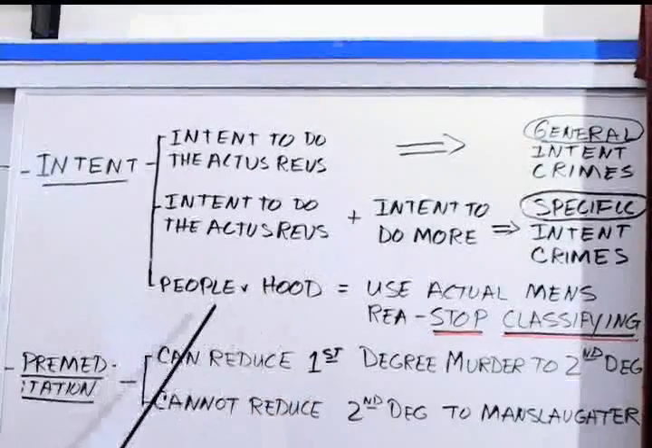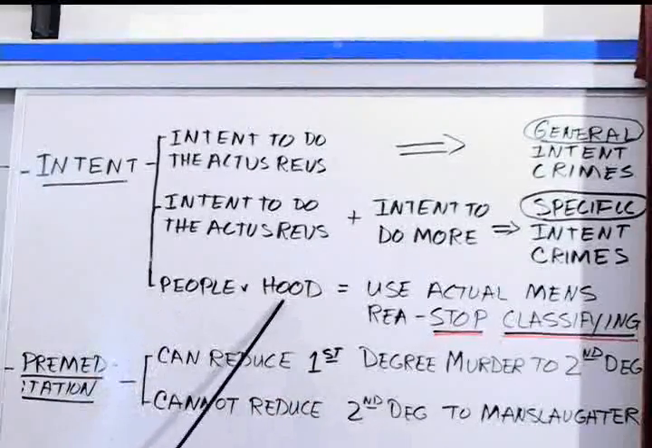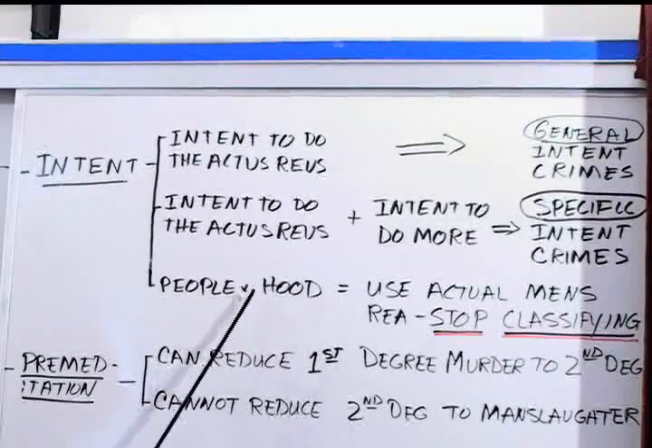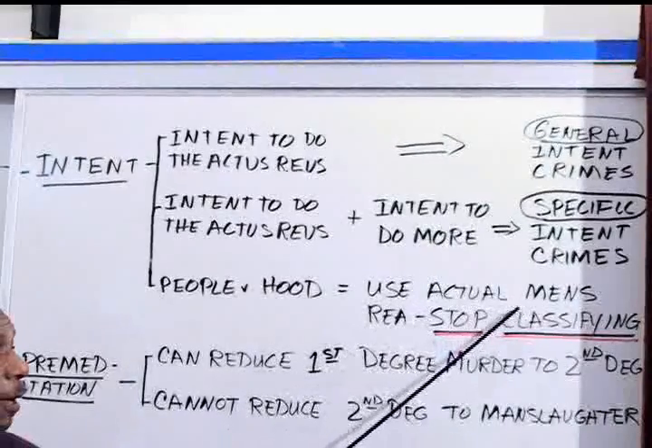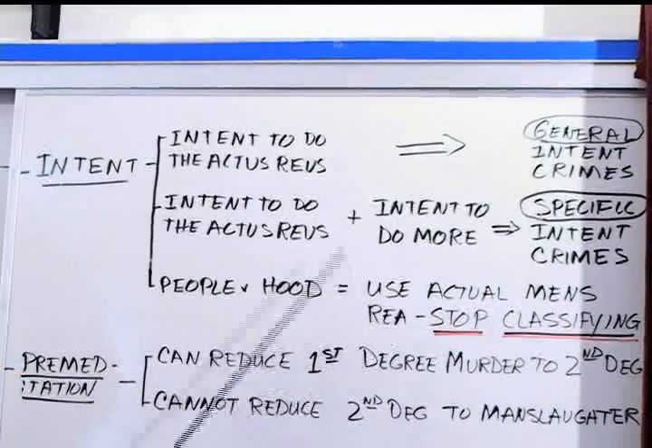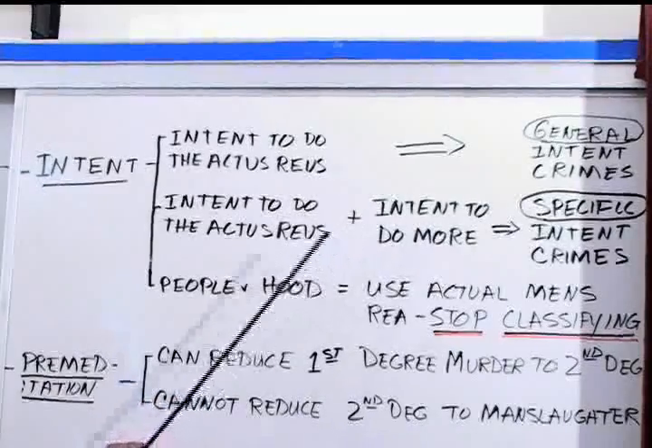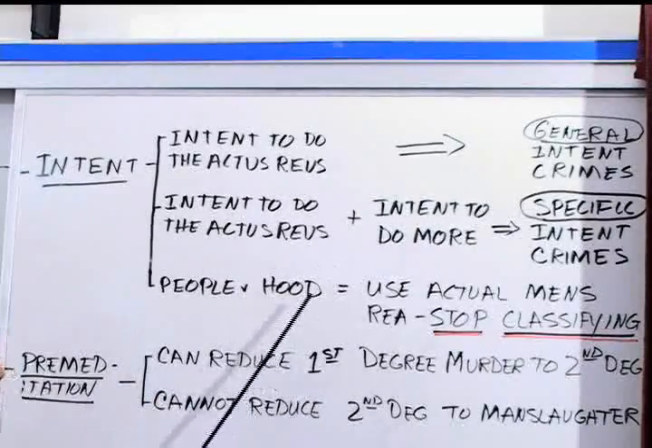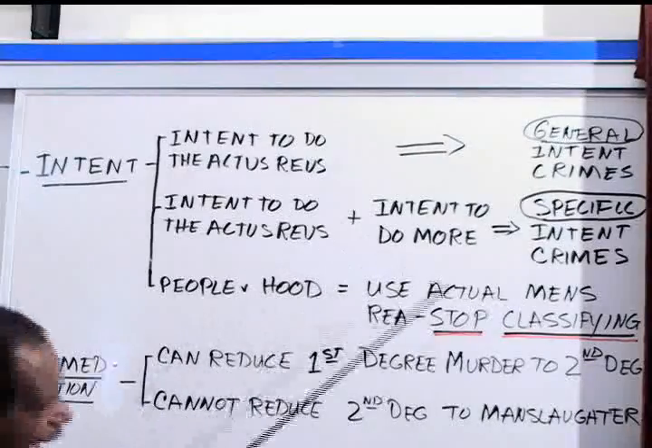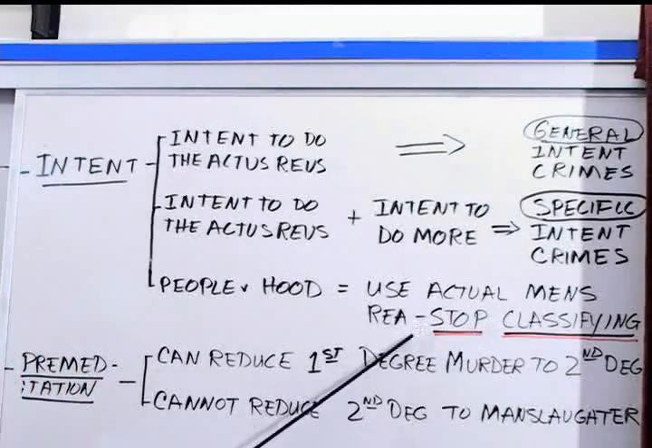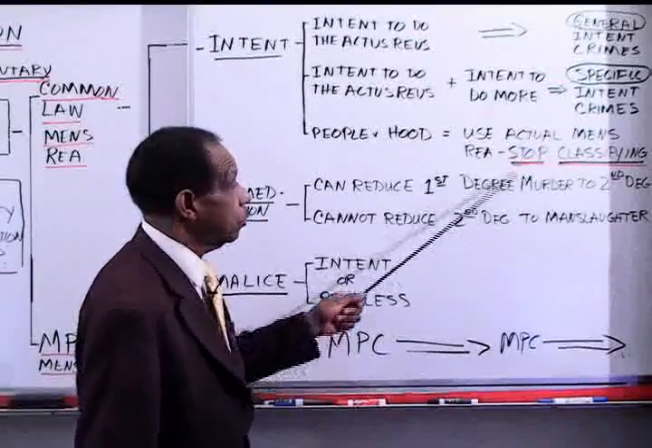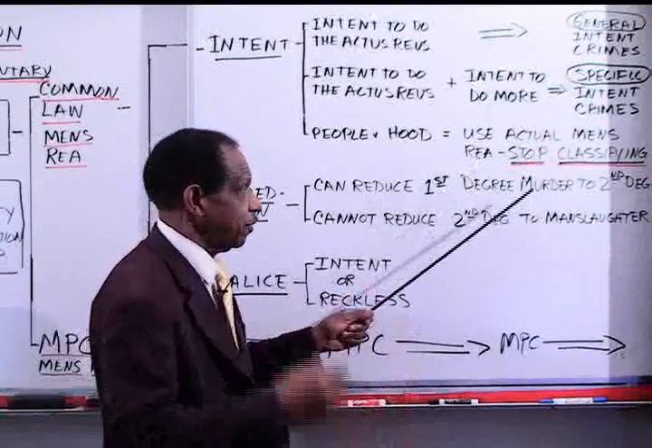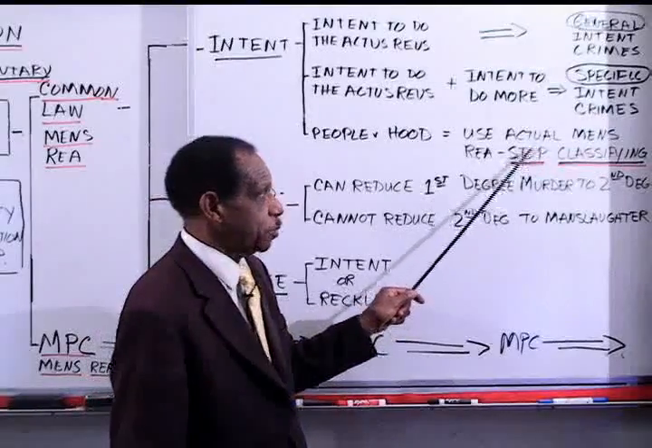Now, I call your attention to People versus Hood. That's a California case. That case, and lots of other cases now around the country, are saying we should stop using these categories of general and specific intent. What cases like Hood are saying is that we should use the actual intent to decide whether or not it has been negated. Negate the actual intent and not have these rules about negating specific intent versus general intent crimes. We'll talk more about that later on.